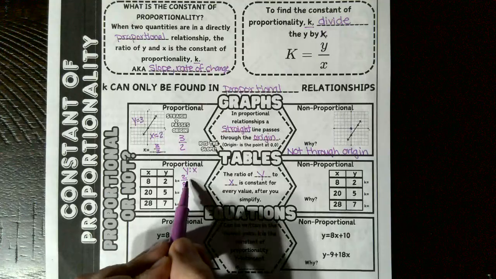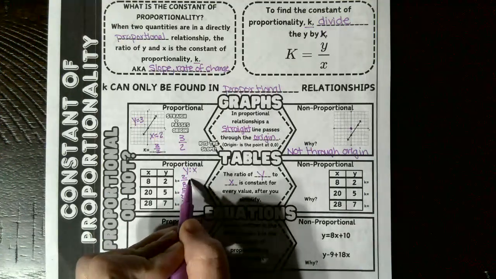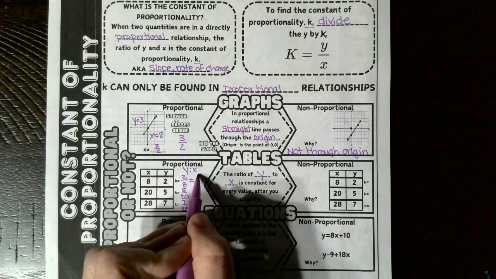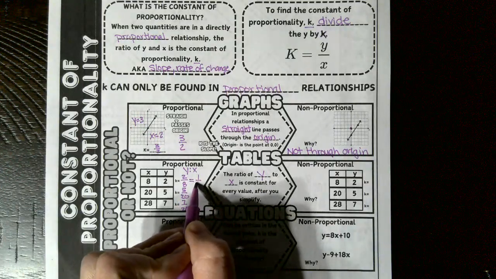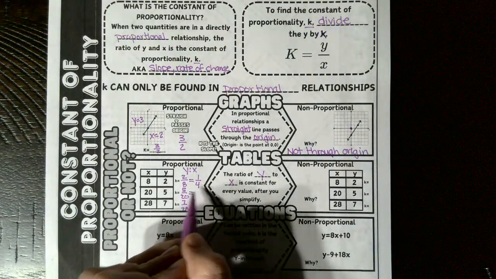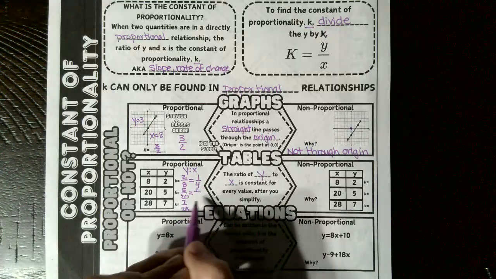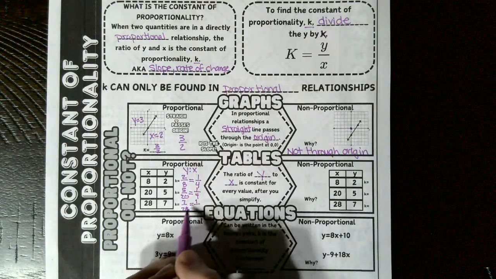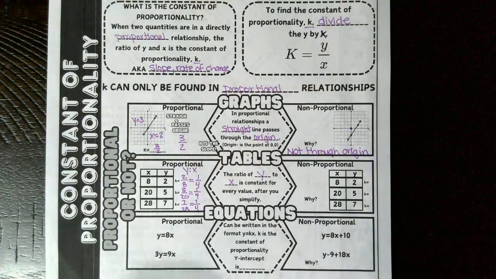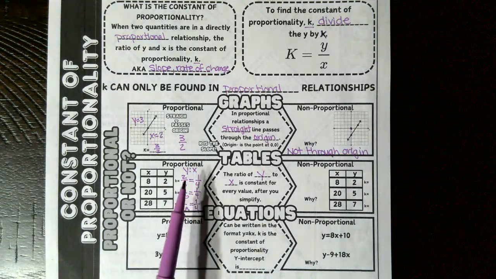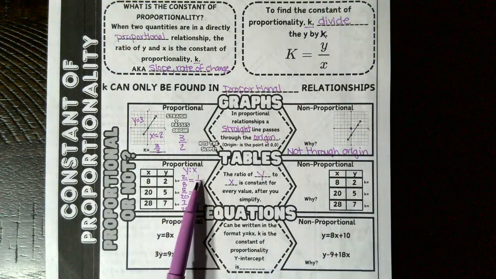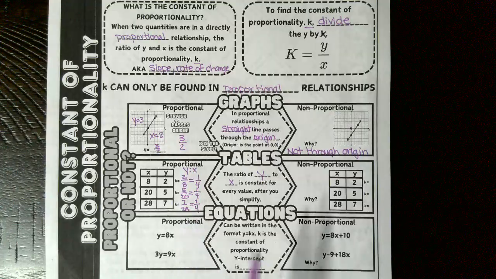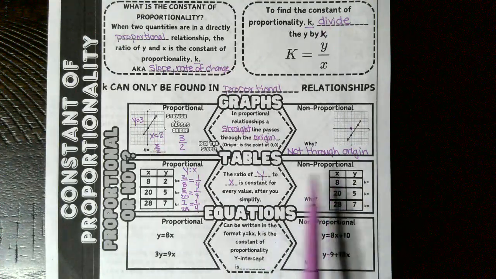But if I simplify, 2/8 simplifies down to what? How many twos can go into 2? 1. How many twos go into 8? 4. Okay. How many fives go into 5? 1. How many fives go into 20? 4. How many sevens go into 7? 1. How many sevens go into 28? 4. Now what do I have? Look at this. My constant of proportionality is 1/4, 1/4, 1/4. So they are all the same after I simplified them down. So they are proportional.